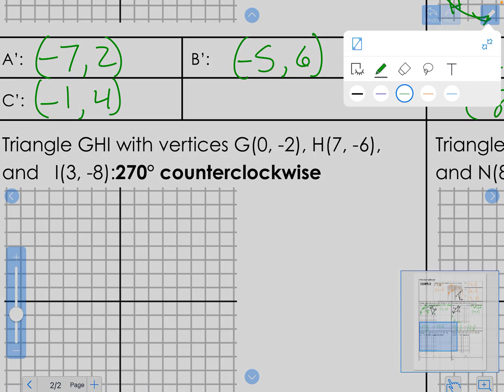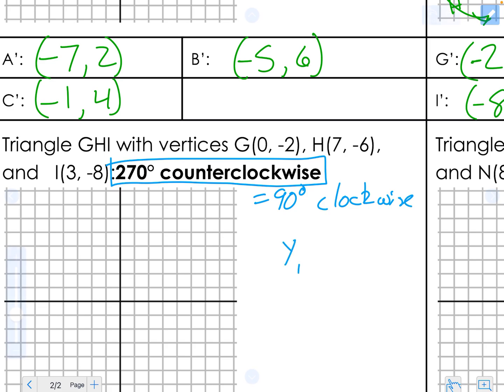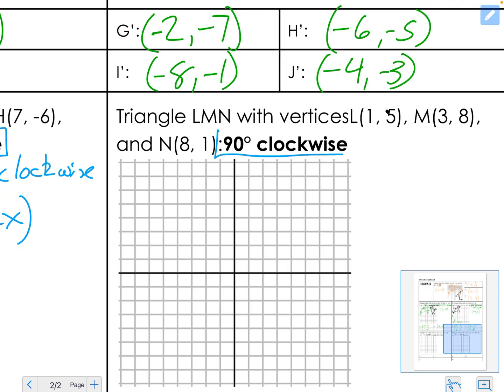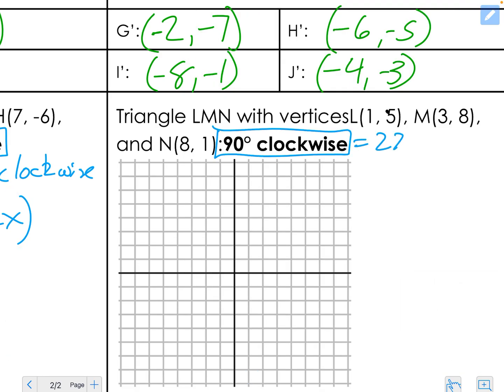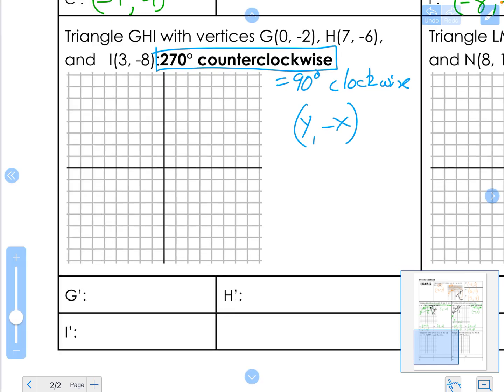All right, we've got our last rule, which again, 270 counterclockwise is the same thing as 90 clockwise. And we write this rule as y, comma, negative x. And 90 clockwise is the same thing as 270 degrees counterclockwise, and our rule is still y, comma, negative x.